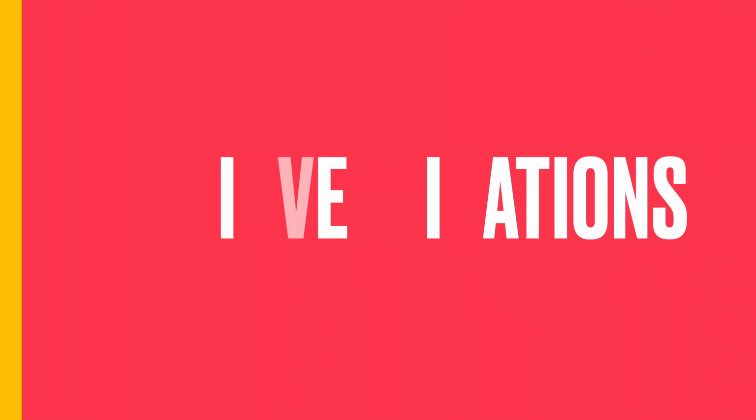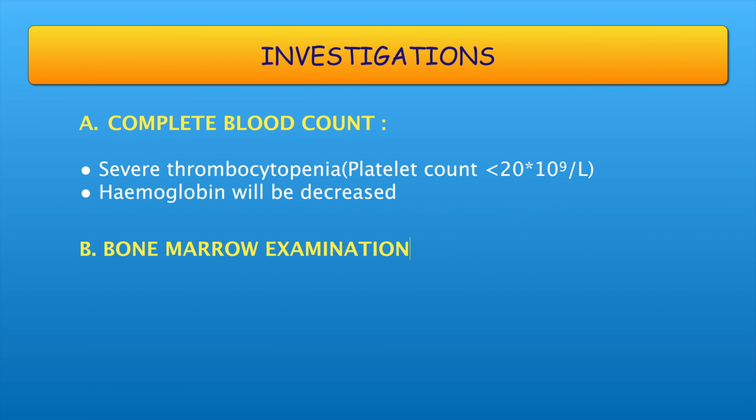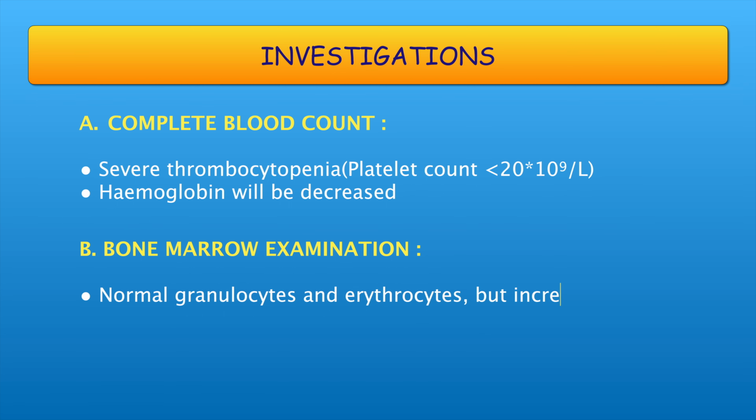Now come to the investigations part. Number 1 is complete blood count. Here we can see severe thrombocytopenia, platelet count less than 20 x 10^9 per liter, and hemoglobin will be decreased. Number 2 is bone marrow examination. Here we can see normal granulocytes and erythrocytes, but increased numbers of megakaryocytes.